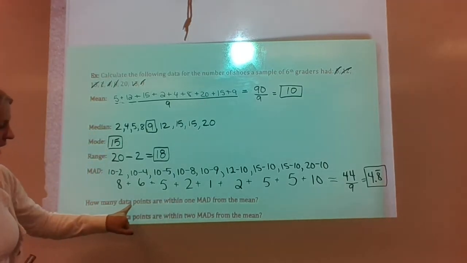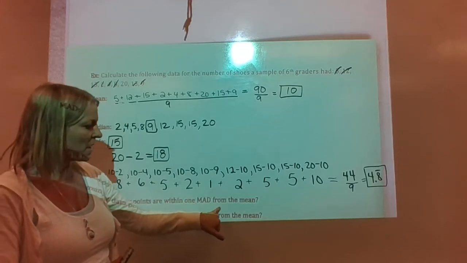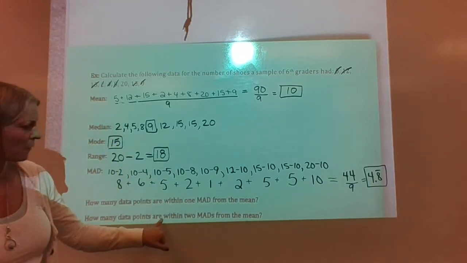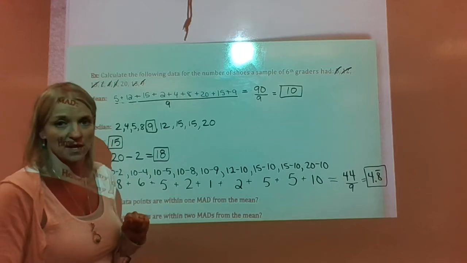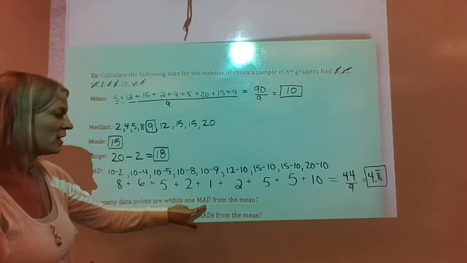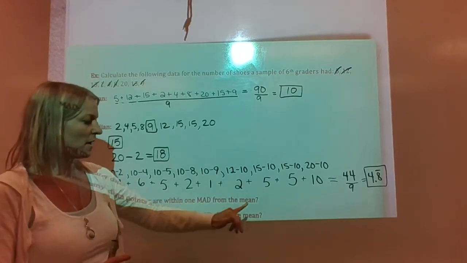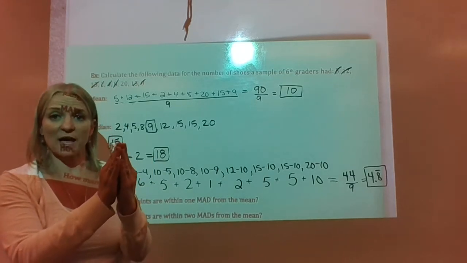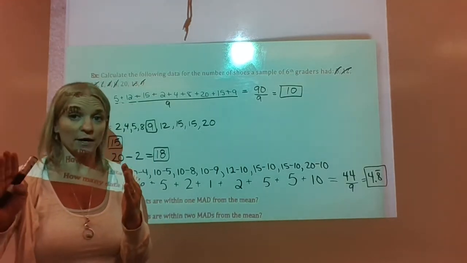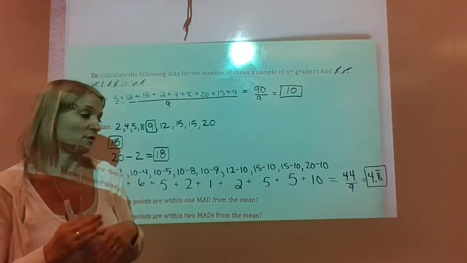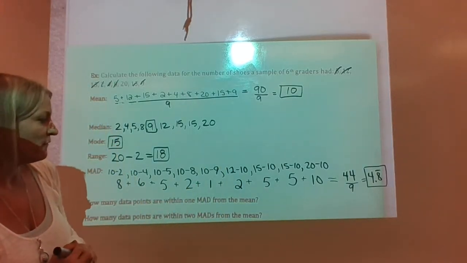It says how many data points are within 1 MAD from the mean and how many data points are within 2 MADs from the mean. Okay, so being within 1 MAD, that means if you think about your mean, you're figuring out how many data points are either 1 MAD higher or 1 MAD lower than your mean. So here's how we figure it out.